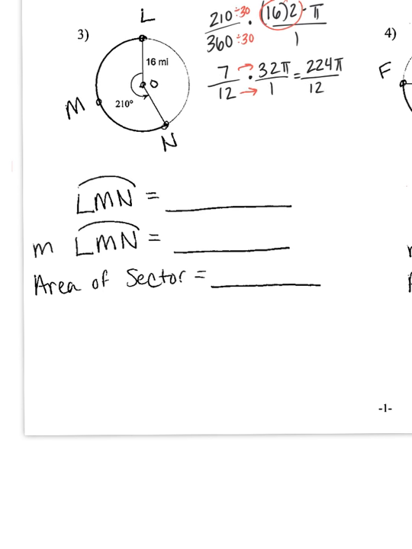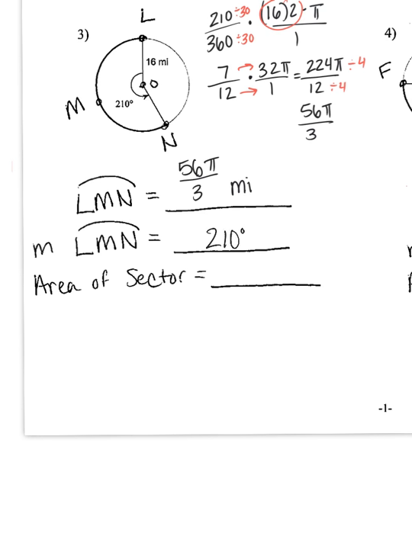Both of these numbers, 224 and 12, are divisible by 4. So on the top, I get 56 pi. And on the bottom, I get 3. Since 56 is not divisible by 3 and 3 is prime, I know that this is done. 56 pi over 3, and this is in miles. The measure of the angle is just this, or the measure of the arc is just the same as the central angle, so 210 degrees.